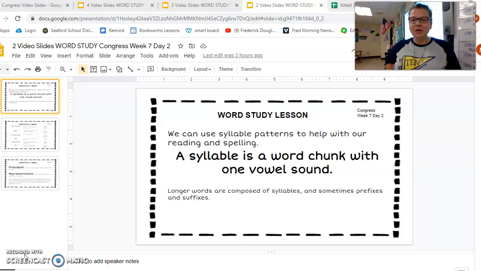Today we're still talking about syllable types and syllable patterns. Remember that a syllable is a word chunk with one vowel sound. And remember also that the longer words have more than just one syllable. And sometimes we have a prefix or suffix. A prefix is the word part that goes at the beginning of the word, and a suffix is the word part that goes at the end of the word.